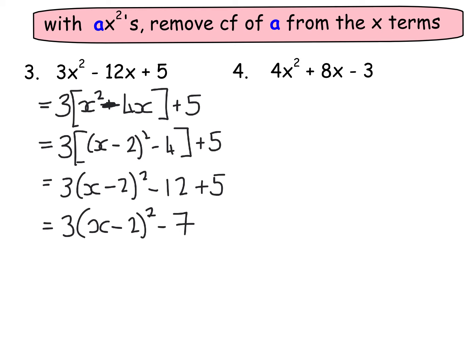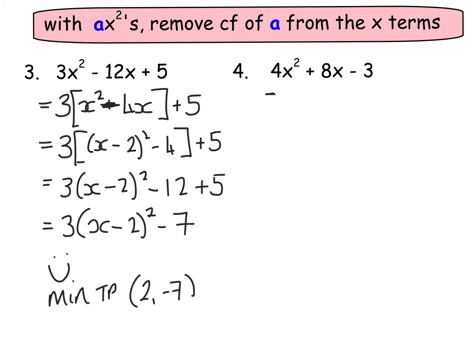And if I was looking for the turning point of this one, this is a smiley face. So this is a minimum turning point because x squared is positive. Minus 2 means it's going to positive 2. Minus 7 means down 7. So that would be your turning point there. Let's do the same again with the next one.